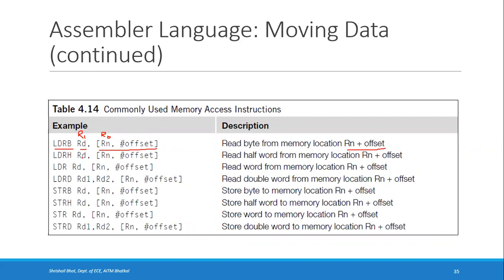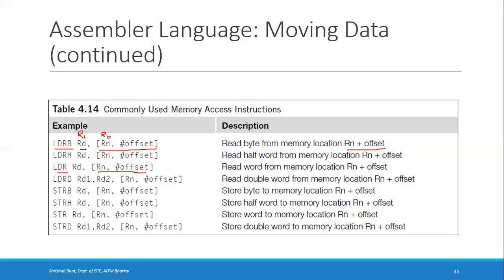Similarly, if you want to copy a half word, 2 bytes will be copied. Each memory location is 1 byte. Half word means 2 bytes, which is 16 bits. A half word in Cortex M3 is 16 bits. Then LDR means it will copy a full word. A full word means 4 bytes. 4 memory locations will be copied, from the memory location pointed to by the sum of these two, into RD.